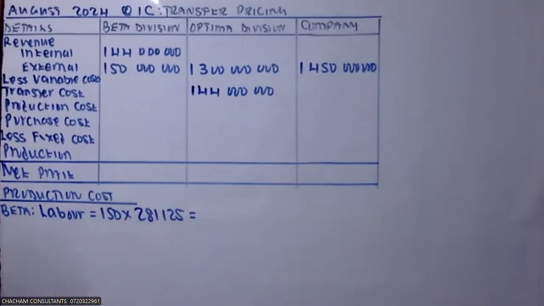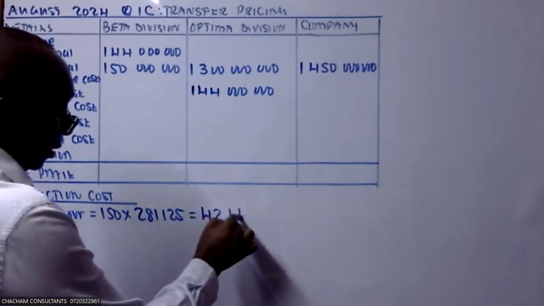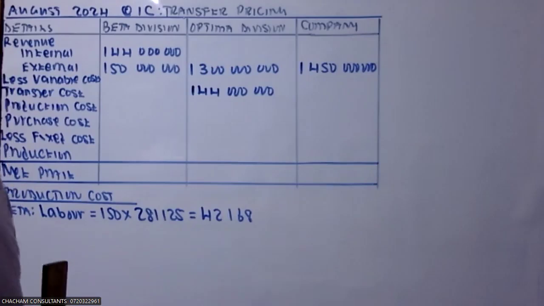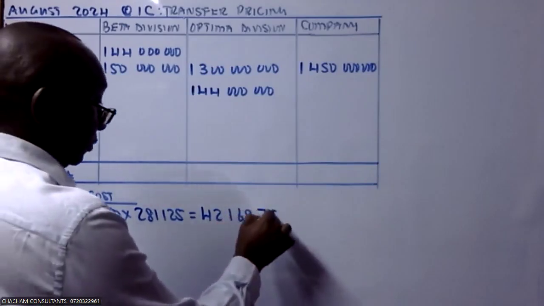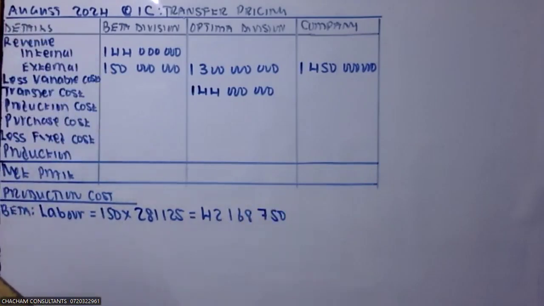150 times 281,125. The figure that you get, 2 million 168... 750. That's the labor costs.